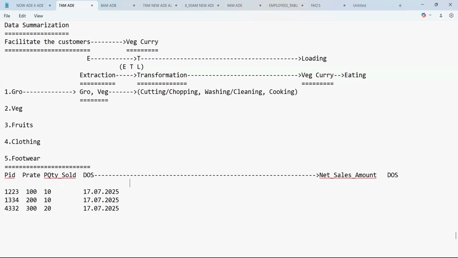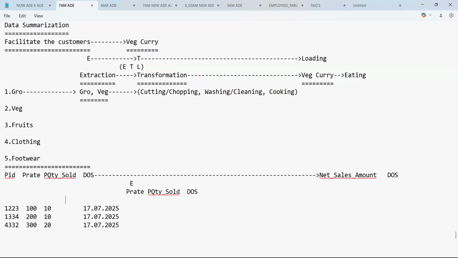So ETL, first of all, E stands for what? Extraction. Now, guys, do you require the product ID here? Really not required. To find out the net sales, we require rate, quantity sold, and the date of sales. So I'll choose 3 columns out of all the 4 columns. I have chosen the 3 columns here, guys. This process of choosing the required columns out of the bulk data is called the process of extraction.